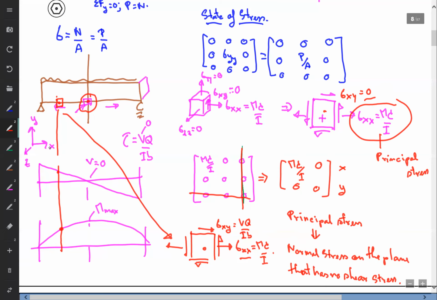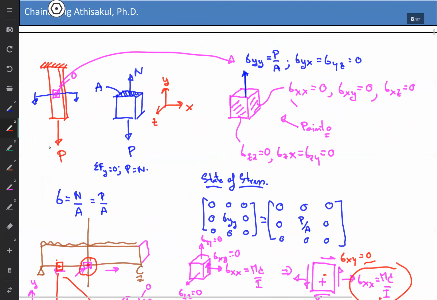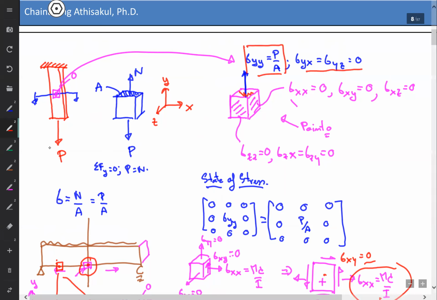Okay, but if we come back to this, we consider plane y, right? For this, sigma yy, this is a uniaxial load test. Sigma yy is normal stress, and on this plane the shear stress is equal to 0. So this is the principal stress.